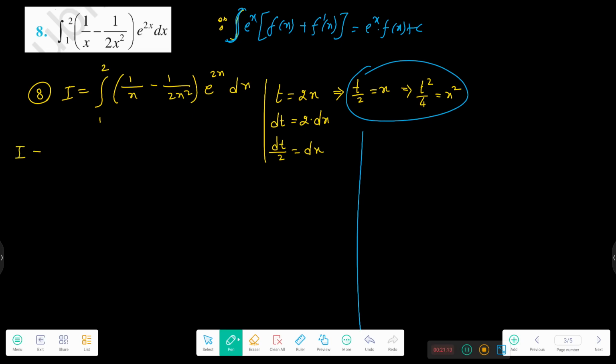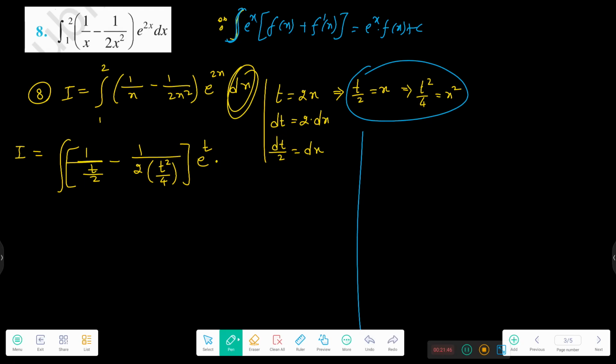So I is equal to 1 divided by x. x means what? t divided by 2. Minus 1 divided by 2 into x square. The x square value is t square by 4, into e power 2x, and 2x we assumed as t, into dx, which we got as dt by 2. So dt divided by 2. That's it. The whole question we have simplified like this.